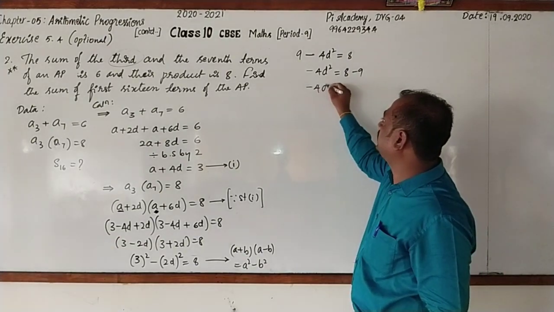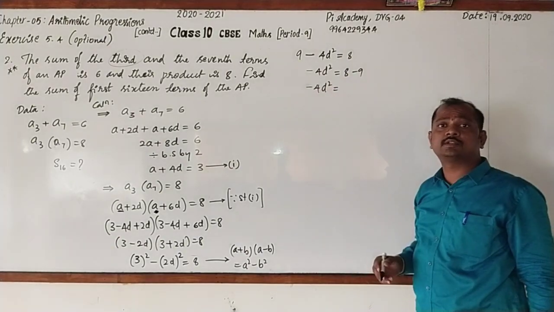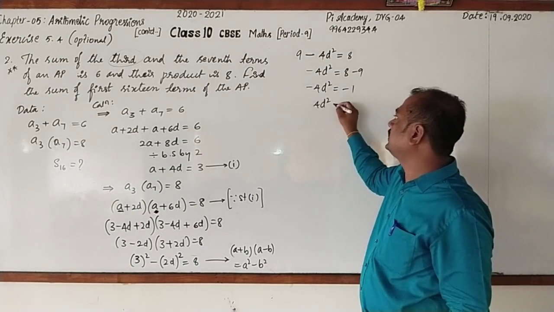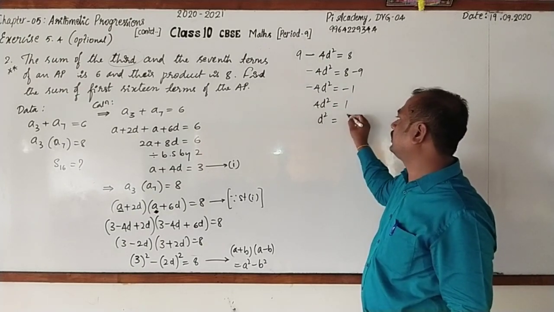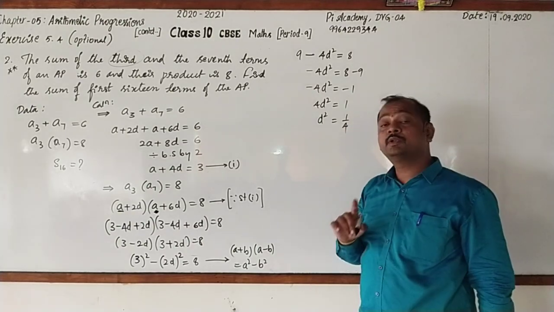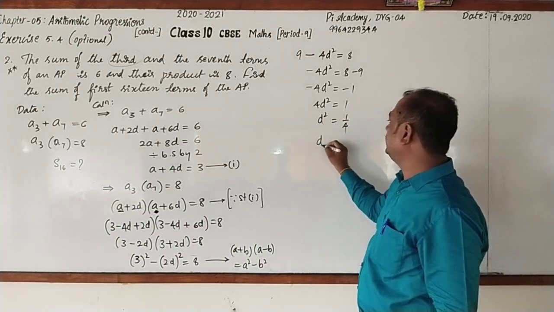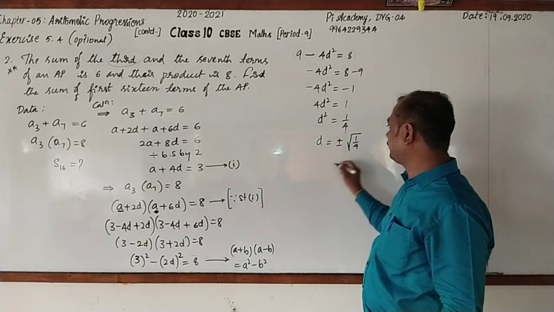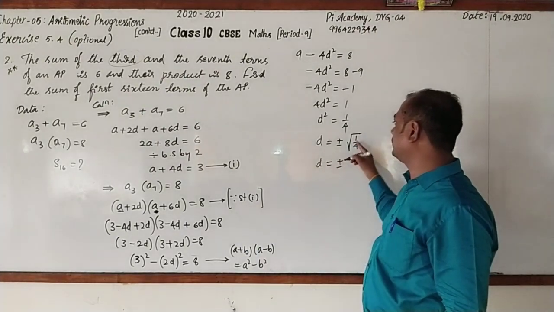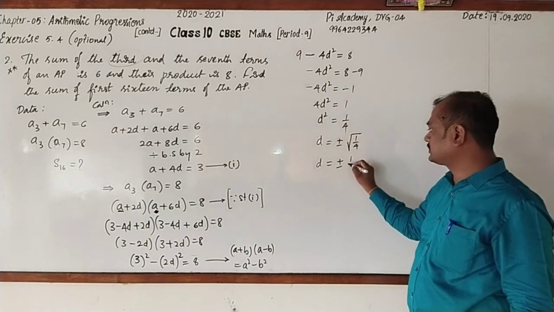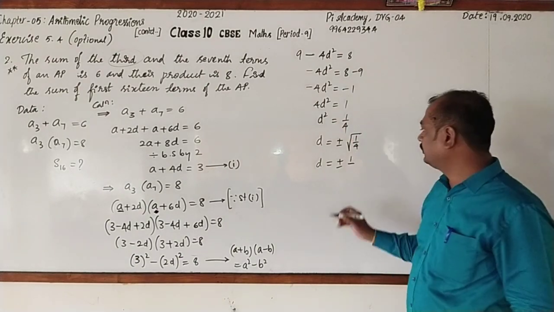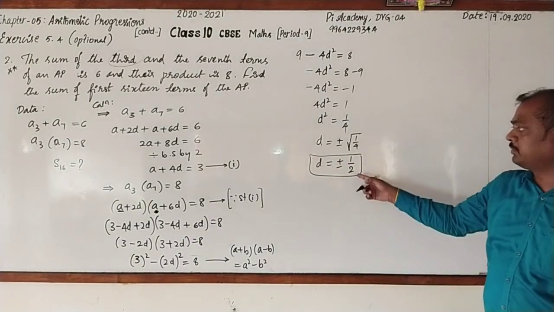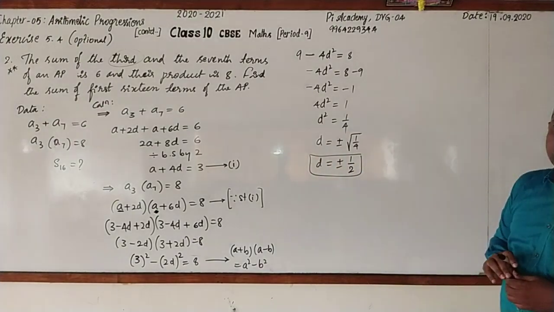Then minus 4D square is equal to, what is 8 minus 9? This is minus 1. Minus minus get cancelled. 4D square equal to 1. D square equal to 1 by 4. But we want D. So D is equal to plus or minus square root of 1 by 4. And D is equal to plus or minus, what is square root of 1? Yes, 1. Square root of 4? Very good. It is 2. So D is equal to either plus 1 by 2 or minus 1 by 2.